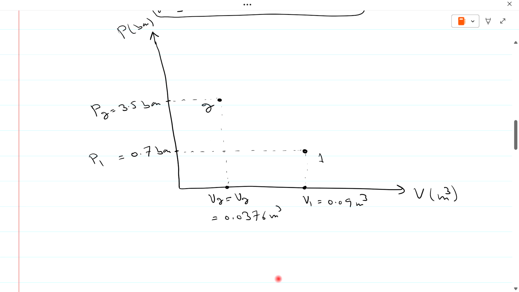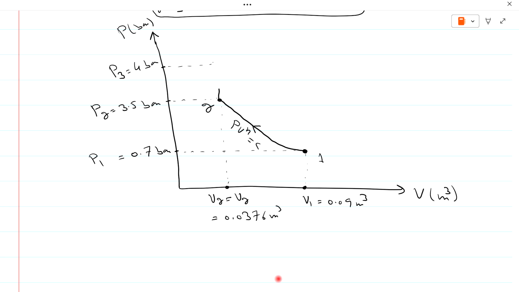This will be the second one. And this process is PV^n = C. So draw a curve from 1 to 2, PV^n = C. Now the second process is heating at constant volume up to a pressure of 4 bar, and the volume is constant.